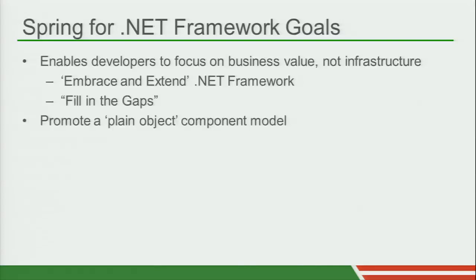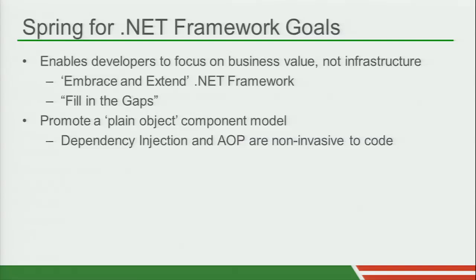The other value that we wanted to do was we wanted to promote this plain object component model. We know this in Java as POJOs. In .NET we have the concept of POCOs, plain old CLR objects. So the same idea, the idea that the code I write should be decoupled from a lot of the infrastructure. To the degree that I can write them as just plain old objects without any dependencies expressed on infrastructure items, then that gives me a lot more flexibility in where I'm going to actually be able to use these objects.